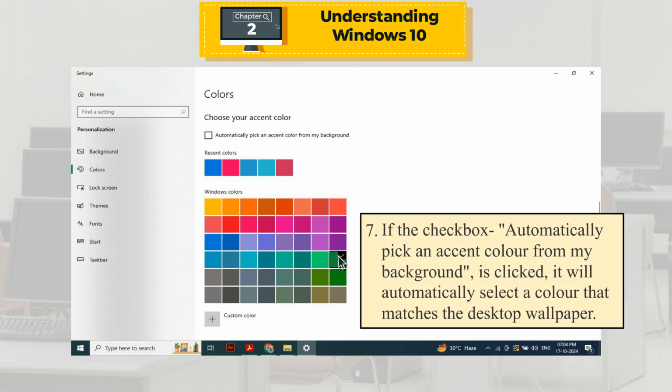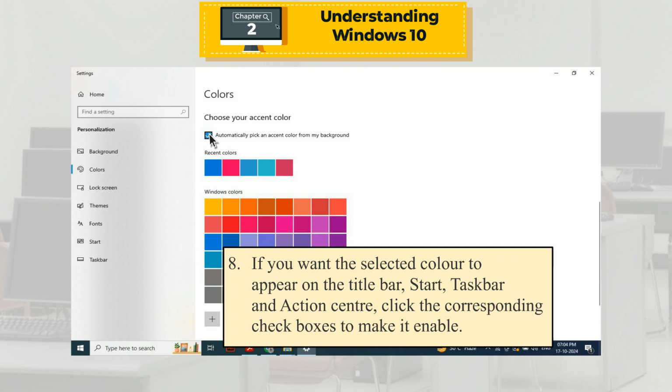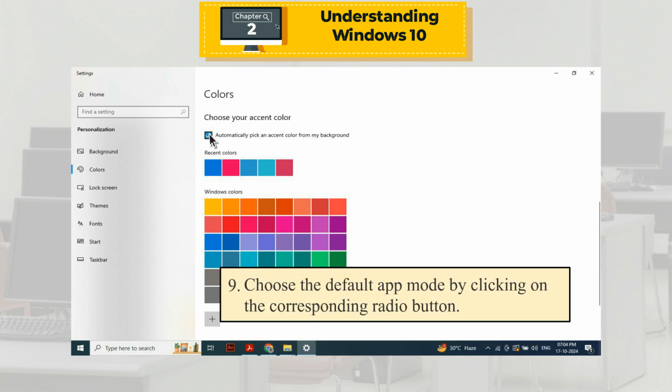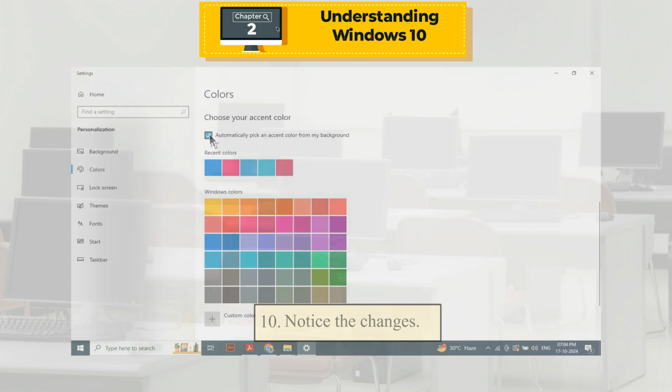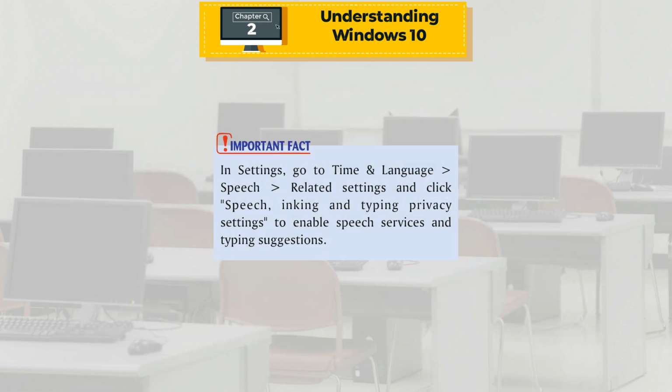7. If the checkbox Automatically pick an accent color from my background is clicked, it will automatically select a color that matches the desktop wallpaper. 8. If you want the selected color to appear on the title bar, Start, Taskbar and Action Center, click the corresponding checkboxes to enable it. 9. Choose the default app mode by clicking on the corresponding radio button. 10. Notice the changes. Important fact. In Settings, go to Time and Language, Speech, Related Settings and click Speech, Inking and Typing Privacy Settings to enable speech services and typing suggestions.